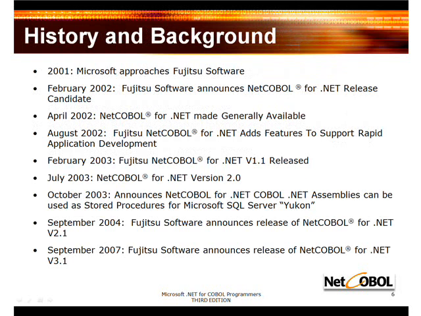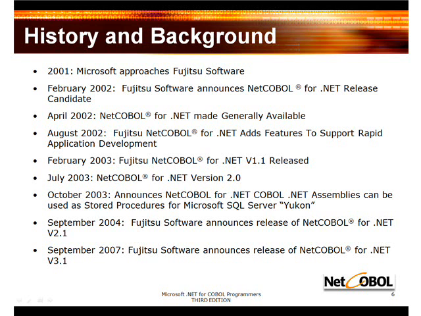At this point, I'd like to point out that Fujitsu was the very first COBOL vendor to build support for .NET in its compiler product portfolio. Back in 2001, Microsoft approached several COBOL vendors to add this level of support into their products. At the time, Fujitsu Software was the only COBOL software vendor to begin working on this, and they added this support. In February of 2002, Fujitsu Software announced NetCOBOL for .NET Release Candidate, and in April of 2002, NetCOBOL for .NET was made generally available.